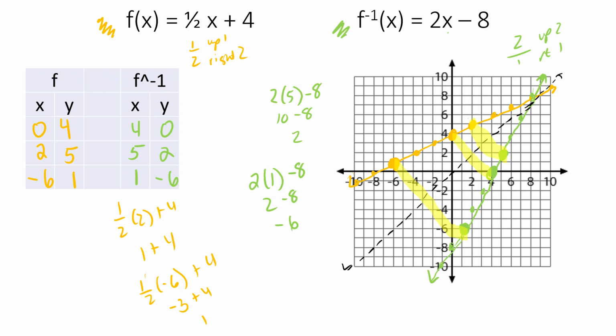If I plugged in a -6 into the original, I got a 1 out. When I took a 1 into the inverse, I got a -6 out. We see the switching of the ordered pairs. We see the symmetry on the graph. And it, of course, could be any and all of the points in between. It doesn't have to be just those 3 points. So you can really see the doing and undoing, the ordered pairs, and the symmetry on the graph. So we're seeing all aspects of it.